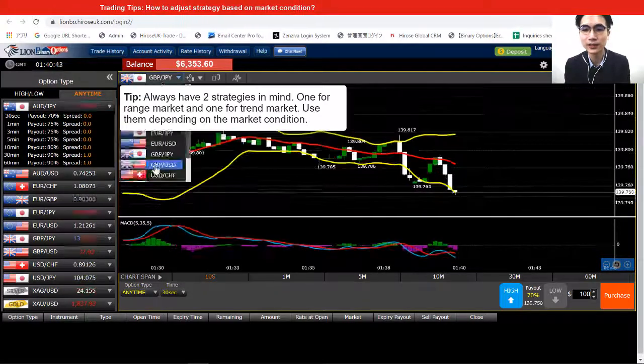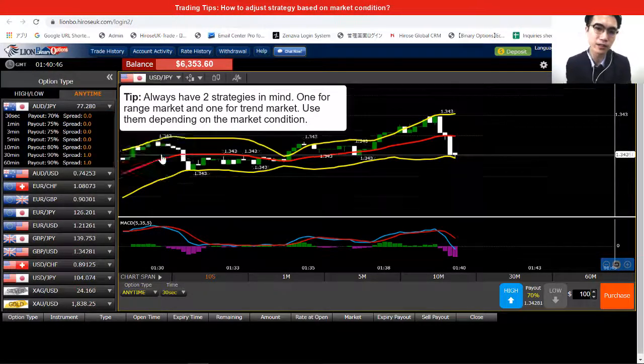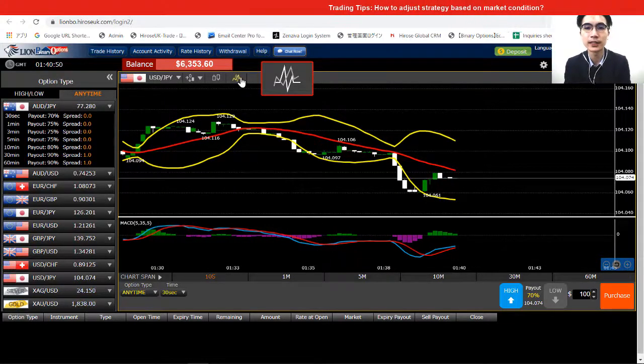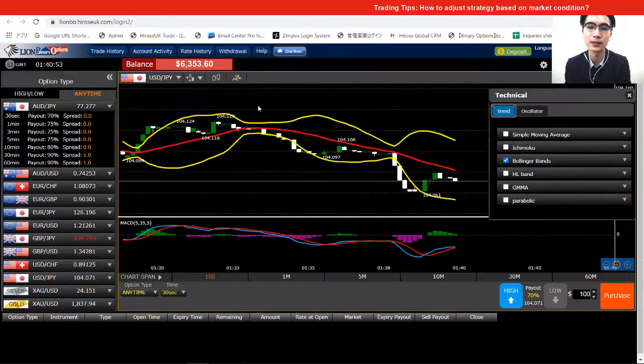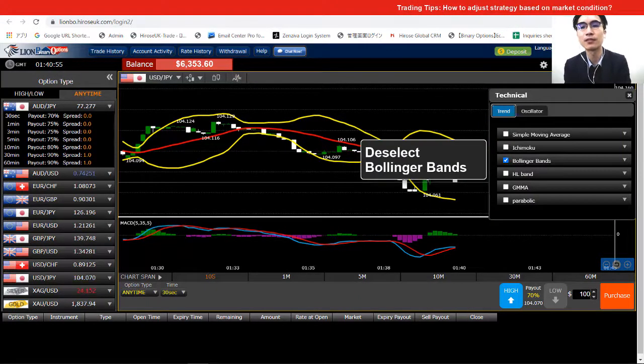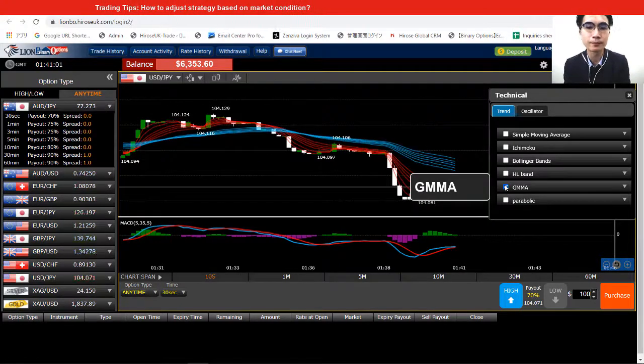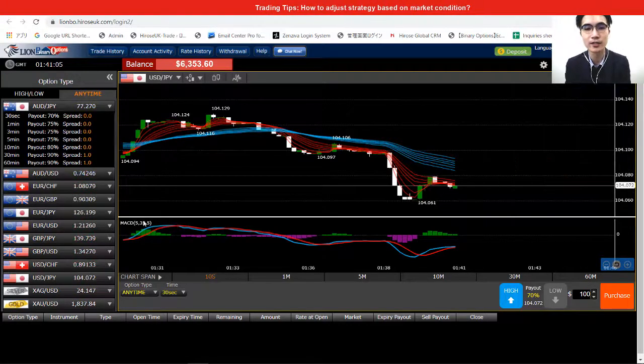Okay, so I'm still okay. So I will change my strategy. So I will go to technical indicator. So click go to technical indicator, and then I will deselect the Bollinger Bands. And then for the trend following strategy, I will actually use the GMMA. So put a tick on GMMA. Okay, so now we're all done. That's pretty quick to change the strategy.